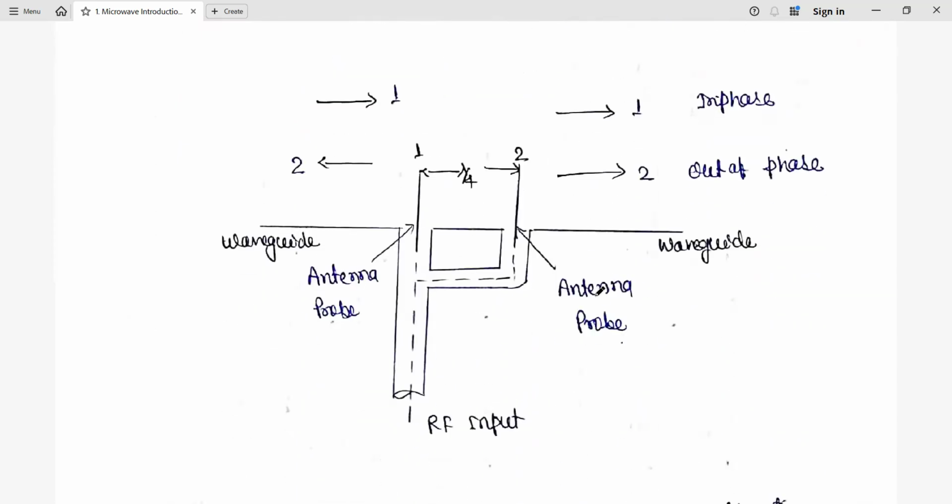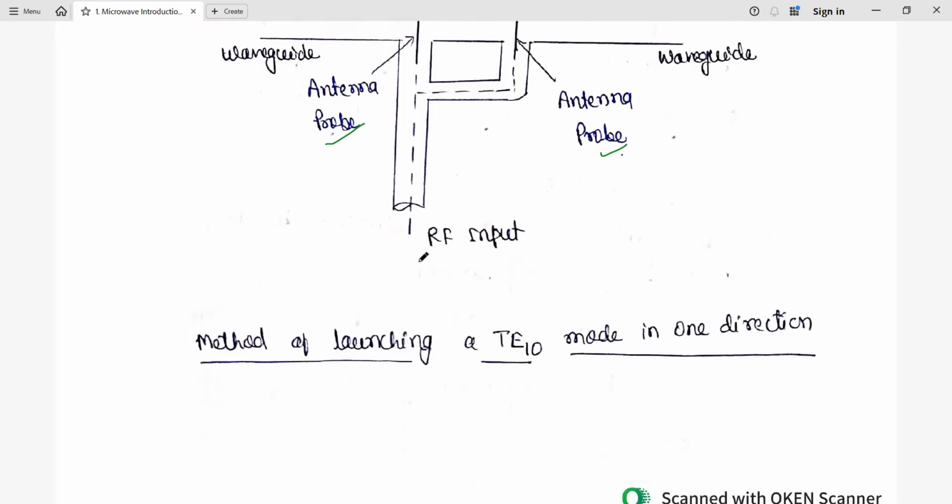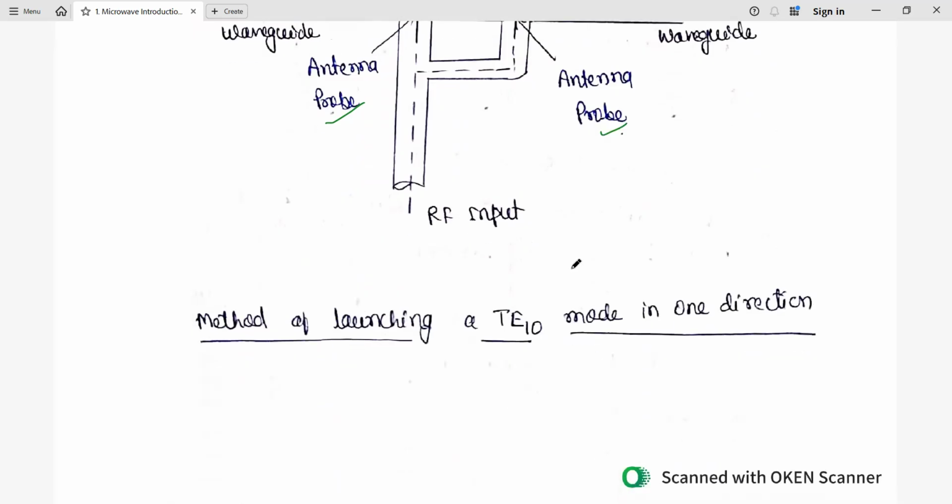Similarly, in this situation we see one antenna probe here and another antenna probe here. Probe 1 is in phase, shown by this arrow direction, and probe 2 is out of phase. One is moving left and one is moving right, and both are separated by a distance of lambda by 4. RF input is given here. This is how we are able to launch the TE10 mode in one direction.